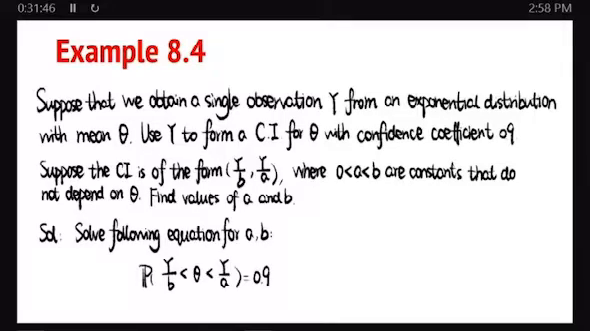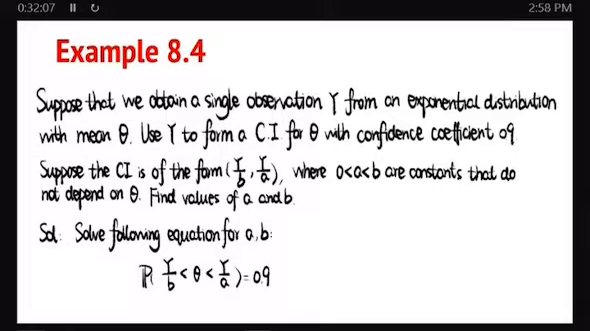Suppose that we obtain a single observation y from an exponential distribution with mean theta. Use y to form a confidence interval for theta with a confidence coefficient of 0.9.